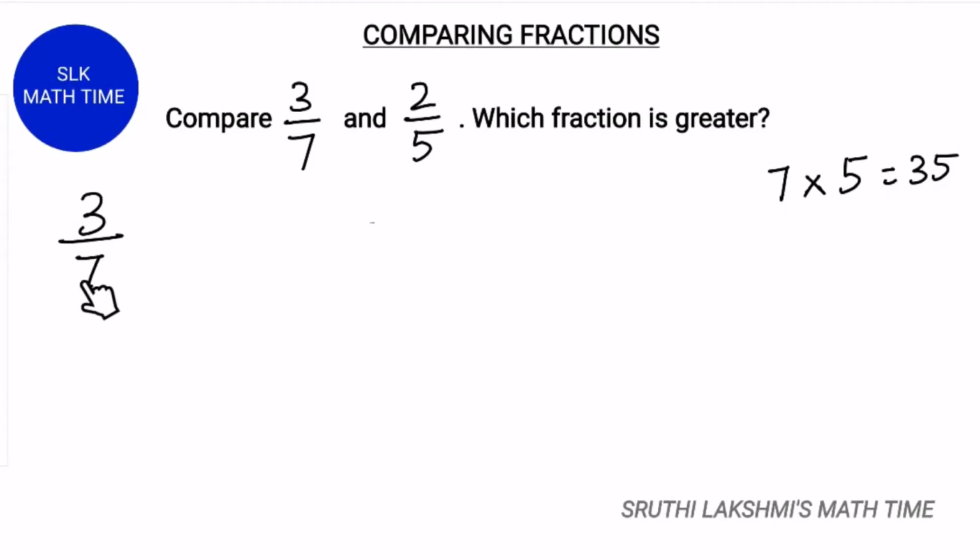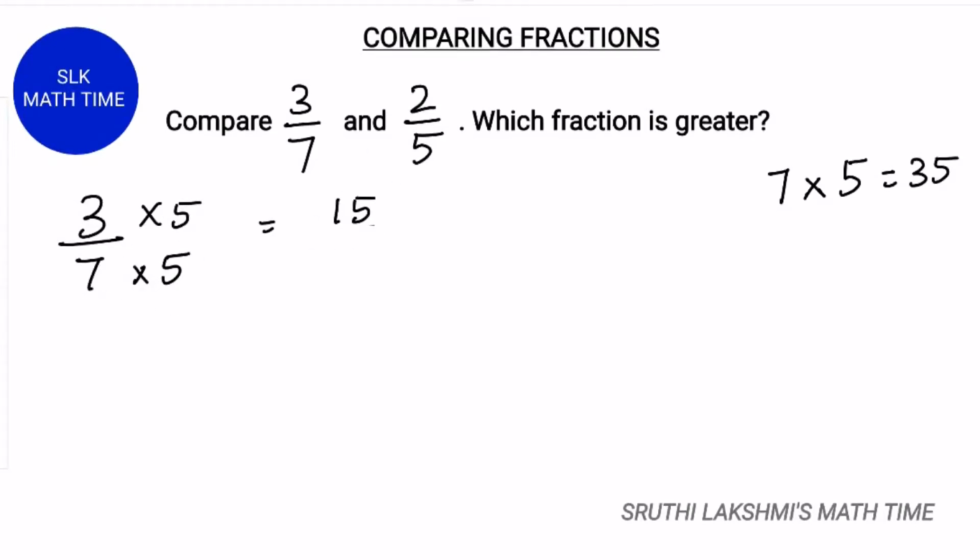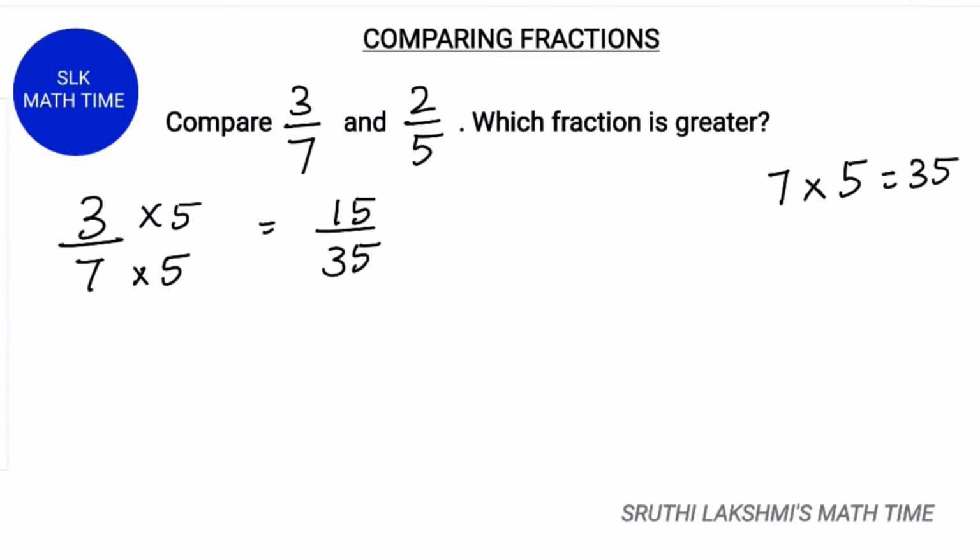So 7 into what equals the common denominator 35? 7 into 5 equals 35. So we multiply the denominator and the numerator by 5. So 3 into 5 is 15 and 7 into 5 is 35. So 3 by 7 is 15 by 35.